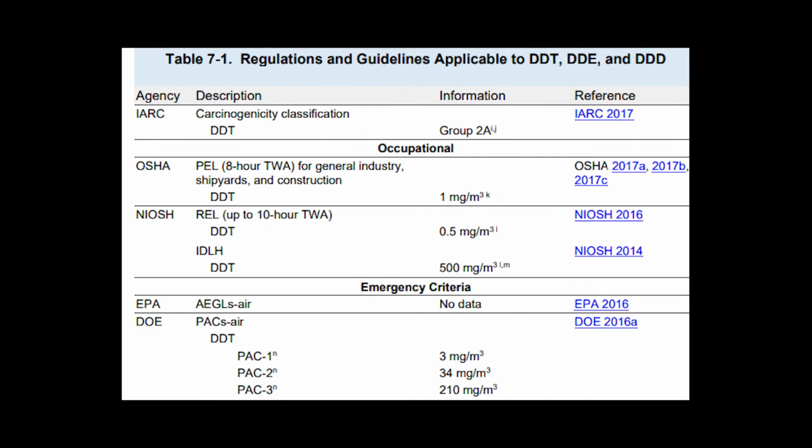OSHA has set the permissible exposure limit, also known as PEL, of DDT for an 8-hour time-weighted average for general industry, shipyards, and construction workplaces. For that one, it's going to be 1 milligram per meter cubed. Essentially, the EPA has also classified DDT as a 2A or a possible carcinogen.